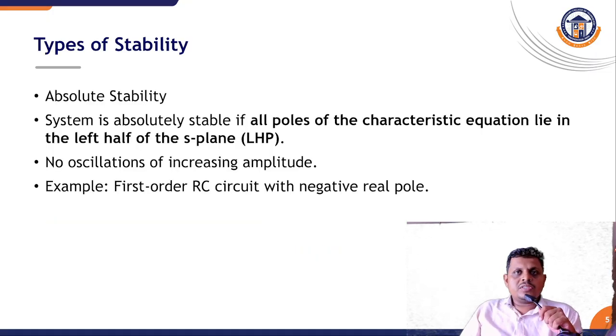And now we are going to discuss the types of stability. There are different types of stability. First one is absolute stability. In absolute stability the system is absolutely stable. That means all the poles of the characteristic equation lie in the left side of the S plane. This is known as absolute stability. There are no oscillations of increasing amplitude. An example for absolute stability is a first order RC circuit with a negative real pole.